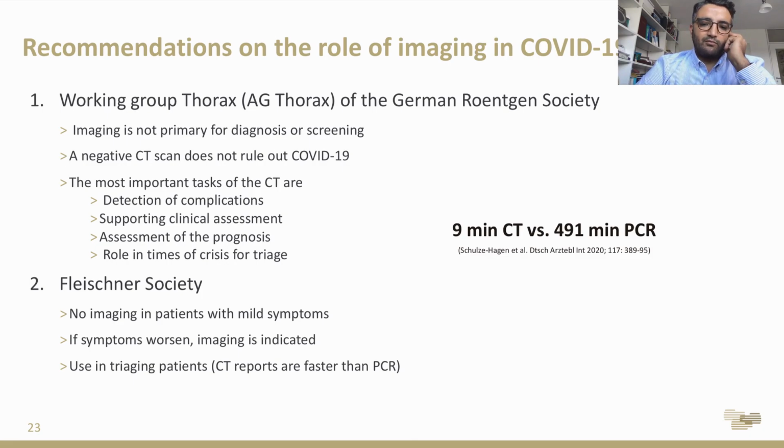A number to imagine how fast a CT report is compared to PCR: a group of radiologists in Aachen, in Germany, tested this theory, and they found that on average it takes 9 minutes to get a CT result of the thorax for COVID-19 patients, and it takes 491 minutes for PCR results. So it's very relevant. Imaging or CT is very relevant for triage in critical times of crisis or an upcoming crisis.